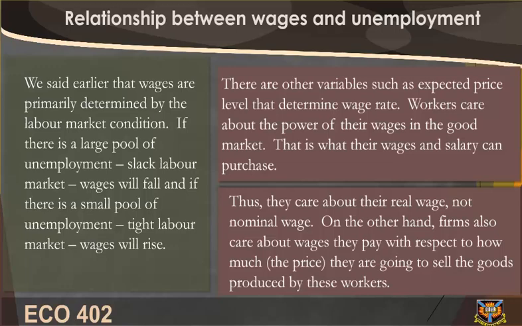There are other variables such as expected price level that determine wage rate. Workers care about the power of their wages in the goods market. That is what their wages and salary can purchase. Thus, they care about their real wage, not nominal wage. On the other hand, firms also care about the wages they pay with respect to the price at which they are going to sell the goods produced by these workers.